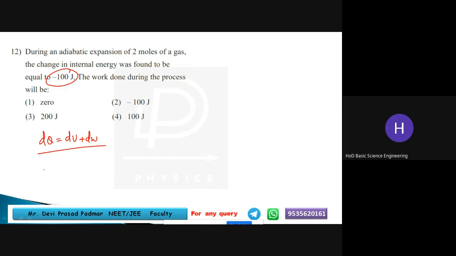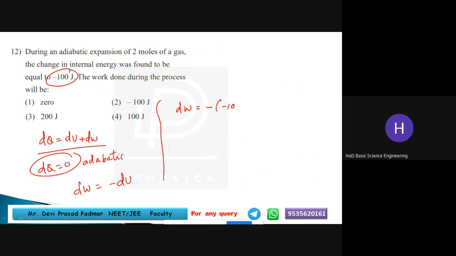Adiabatic process. That means what? dQ must be equal to 0. Since it is an adiabatic process, dQ equal to 0. That means dW must be equal to minus of dU. So just simplify. dW is equal to minus of minus 100. So that will be plus 100 joule.